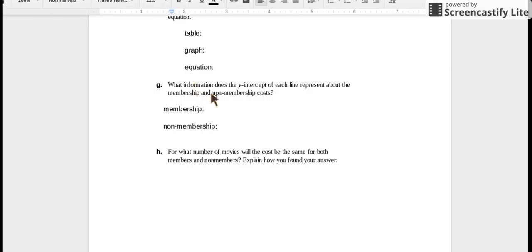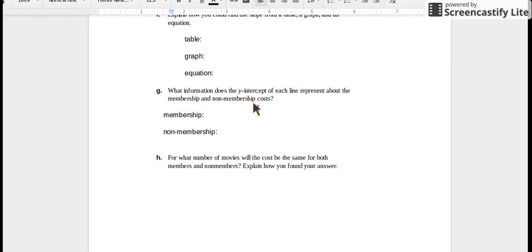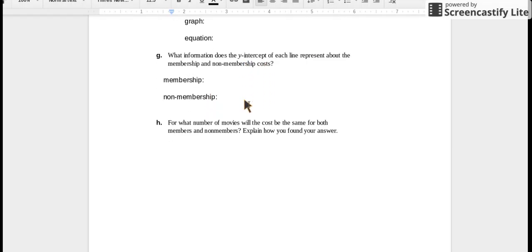For G, what information does the y-intercept of each line represent about the membership and non-membership costs? Well, what was the starting point for the membership? What was the starting point for the non-membership? What does that tell you? What does that represent in the story problem?